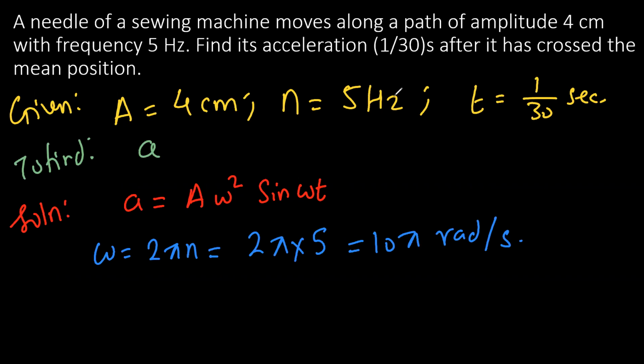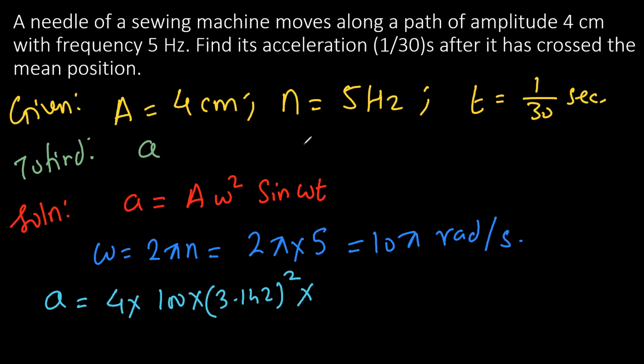So now if you put the values, small a is equal to 4, omega square is 10 square pi square. If you open it, it will become 100 pi square. So it will become 100 into pi square, 3.142 square. Sure. Then what is the next thing?